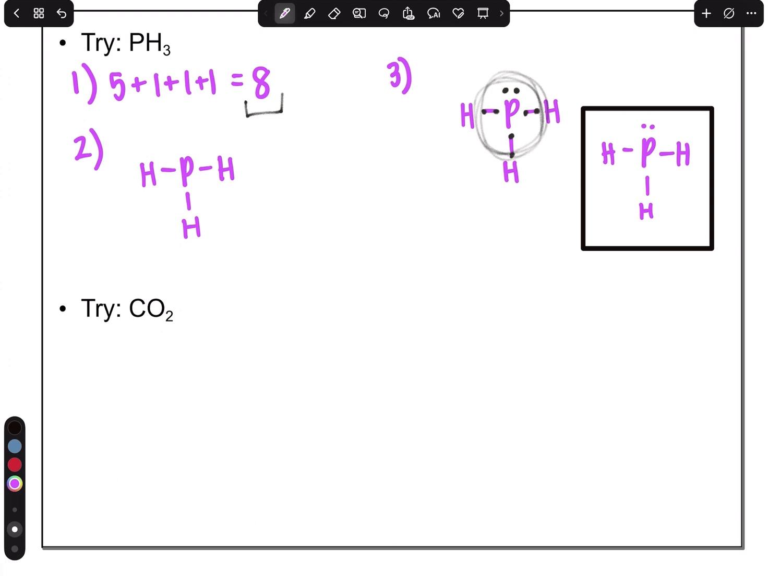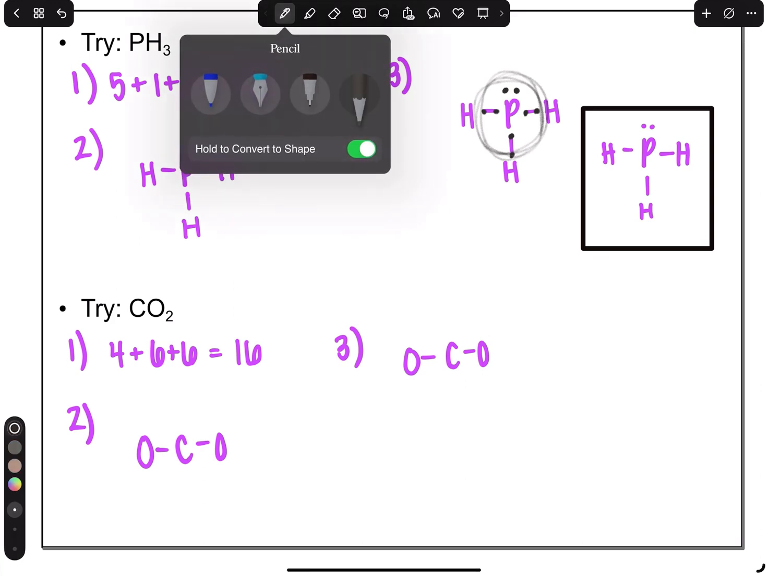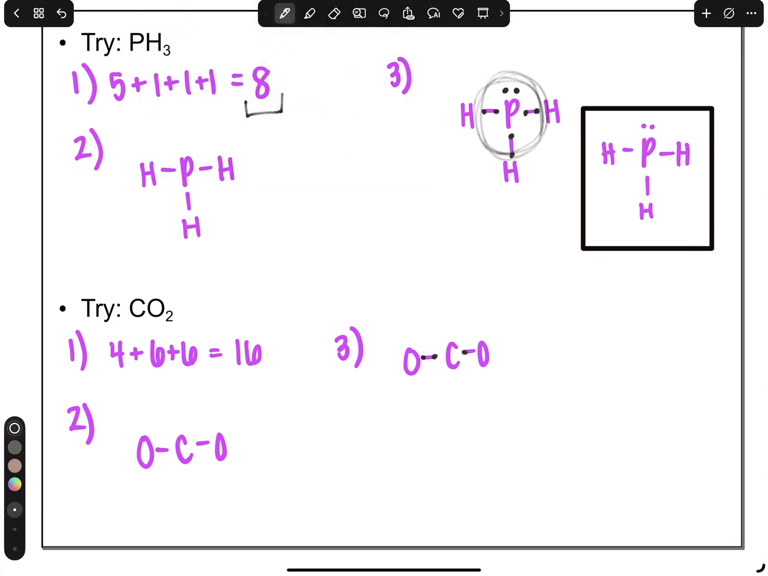I'm going to assume if you're watching this, you're ready to check your answer to the next one. Step 1, you should have gotten 4 plus 6 plus 6 to get you a total of 16 valence electrons. For step 2, you should have started by single bonding carbon to both of the oxygens. For step 3, hopefully you noticed that you had some trial and error. When you started drawing your electrons, you should have noticed that you had already drawn 4 electrons, which leaves 12 more to get to 16.